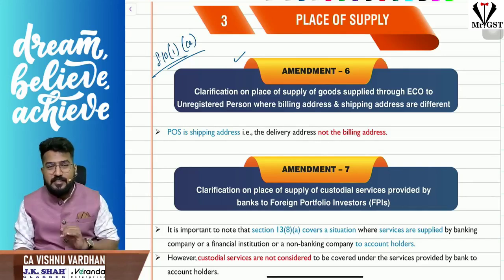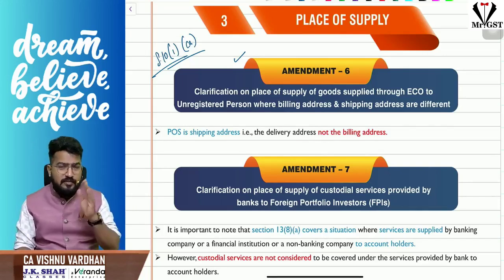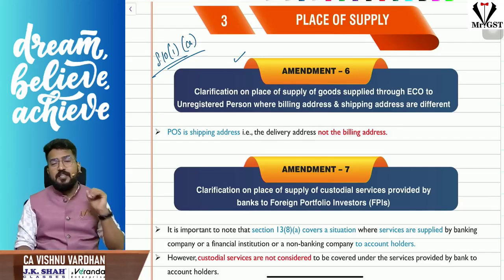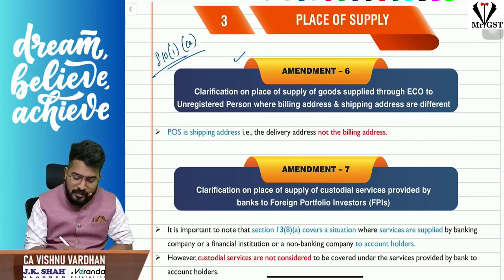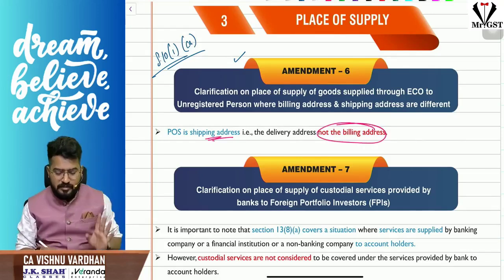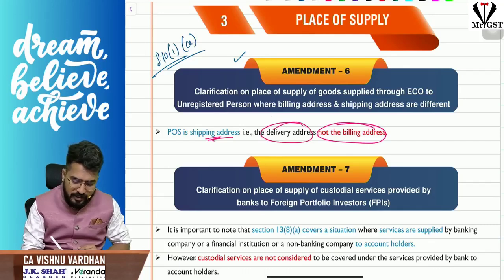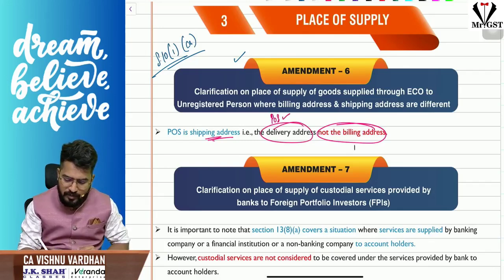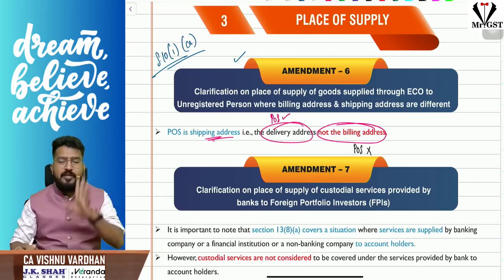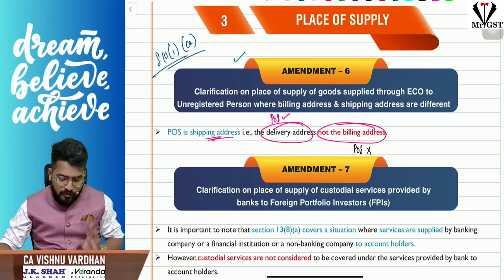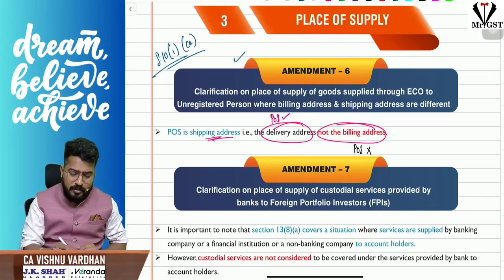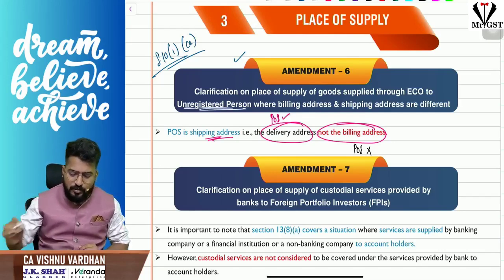In such a case, sir, there are two addresses recorded in the invoice. One is billing, the other is shipping. Which address should we take as place of supply? Then the department has clarified, sir, place of supply shall be the shipping address, not the billing address. That means the delivery address will be taken as place of supply. Billing address will not become the place of supply. That is a small amendment here with respect to sale of goods through an e-commerce operator to an unregistered person.